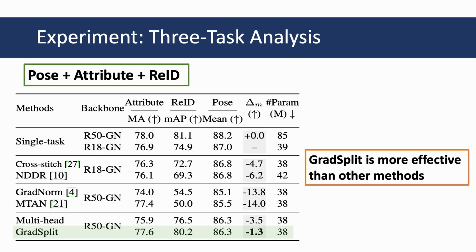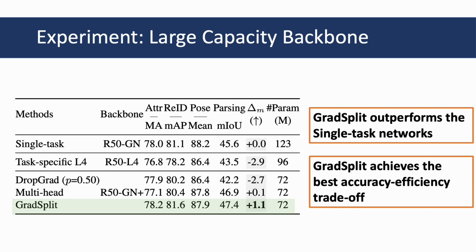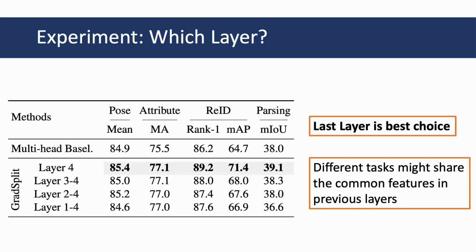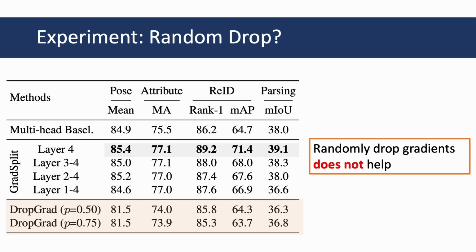On 3-task setting, we also show gradient split is more effective than other methods. When using a large capacity backbone, gradient split outperforms the single-task networks, and it achieves the best accuracy-efficiency trade-off. Here we show the last layer is the best choice to conduct gradient split. We also show randomly dropped gradients doesn't help multitask learning. Thank you.